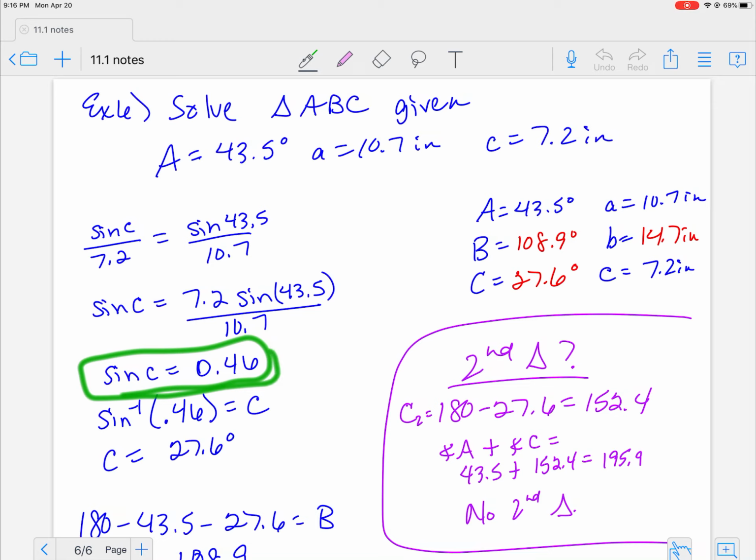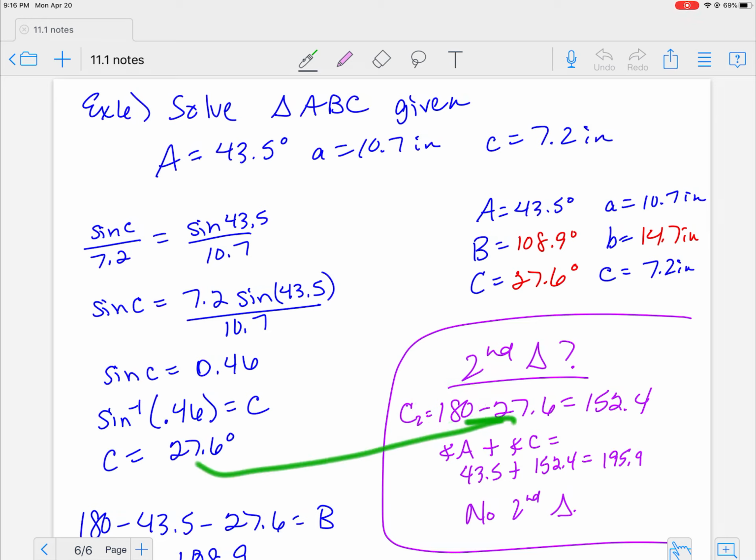And I get 0.46 here. With this 0.46, that's between 0 and 1. So I know I can do my inverse trig. And I get angle C is 27.6. When you have the ambiguous case, two sides, one angle, you have to check to see if you get that second triangle. So I've got 180 minus this to see what the supplement is. I'm given angle A, right? So angle A is 43.5. My potential second angle here is 152.4.